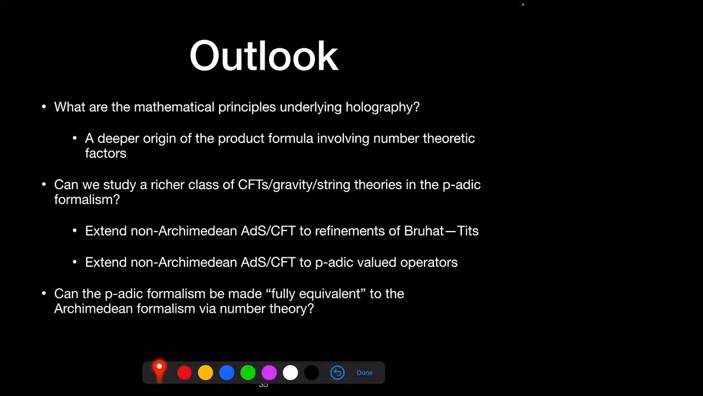And finally, I think the main question of Professor Berkovich is, can we make the p-adic formalism fully equivalent to Archimedean formalism? We were able to use the p-adic formalism to obtain some new Archimedean results, but it is a far cry from being on an equal footing.